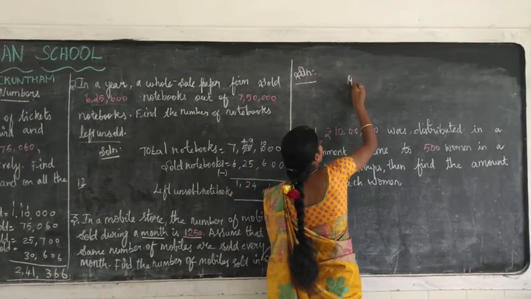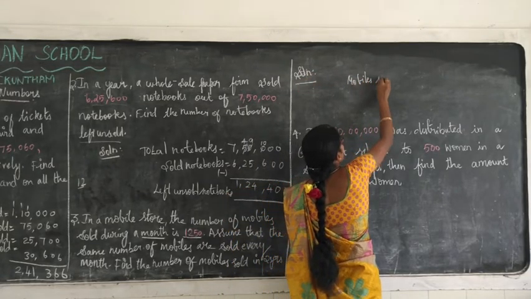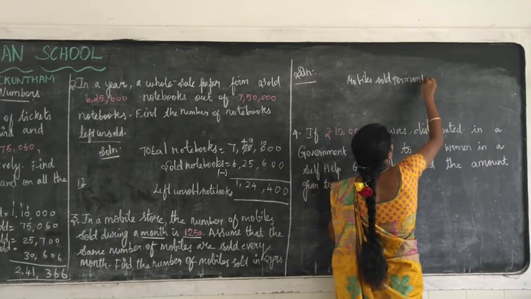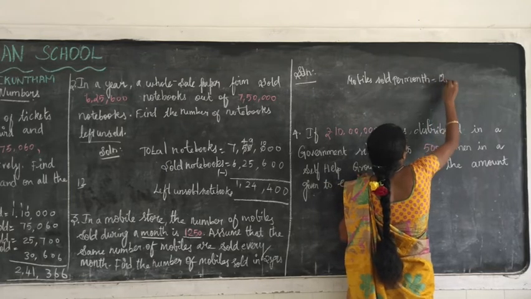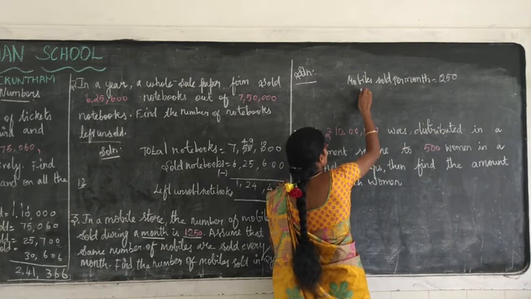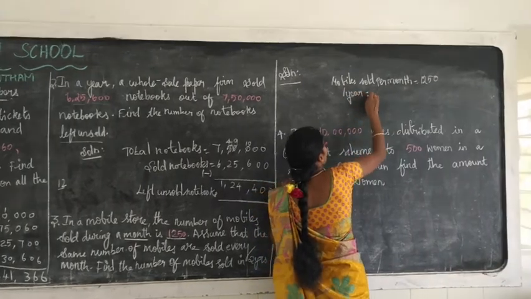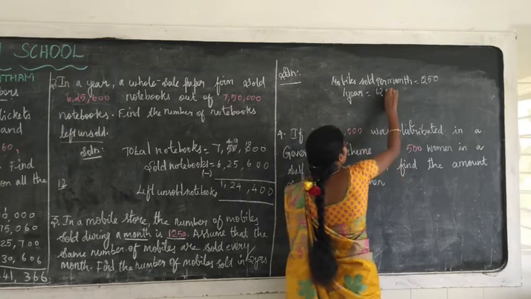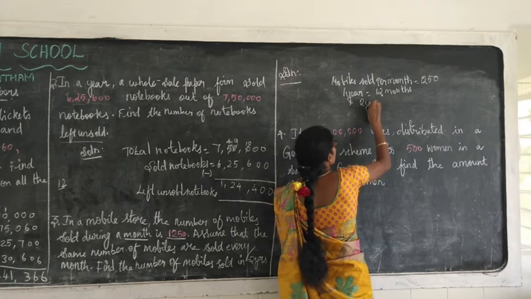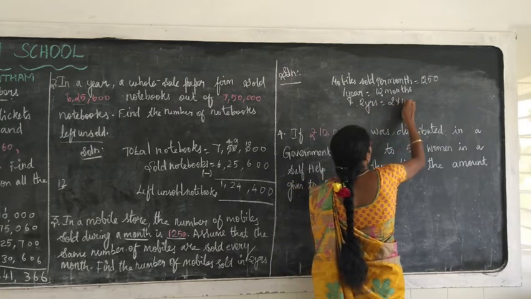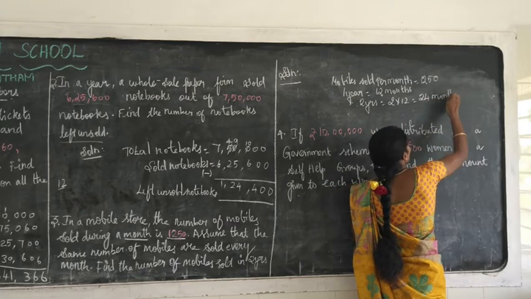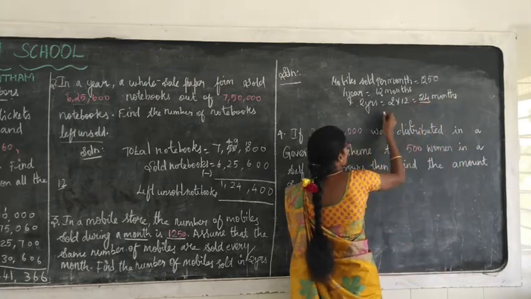Mobiles sold per month: how much? 1250. Here we have to find for 2 years. For 1 year, how many months? 12 months. Therefore, for 2 years, how many months? 2 into 12, which is equal to 24 months. So we have to find for 24 months. So how will you find it?